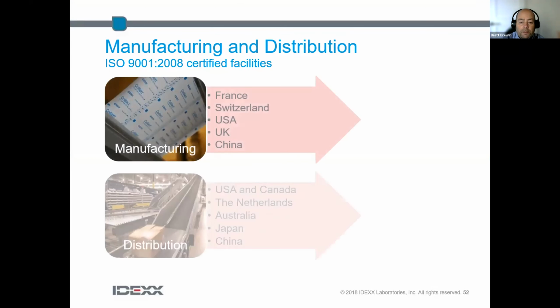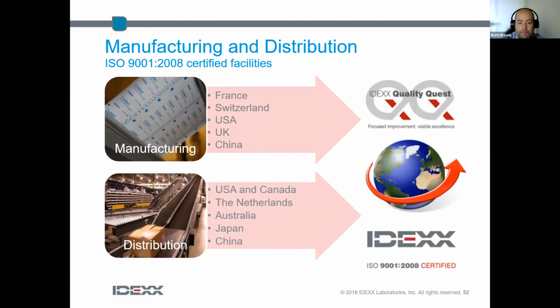Consistency is about a number of things. Again, manufacturing, IDEXX have manufacturing facilities around the world. They're all accredited to ISO 17025 and 9001. We have distribution centers all around the world. So you have consistent product that will be delivered consistently to you or your customers.